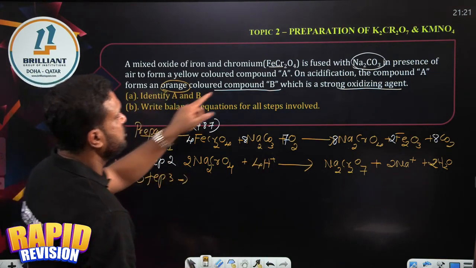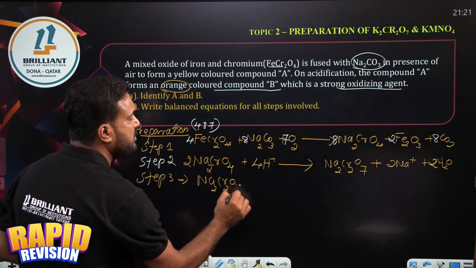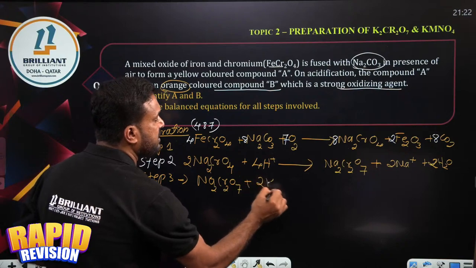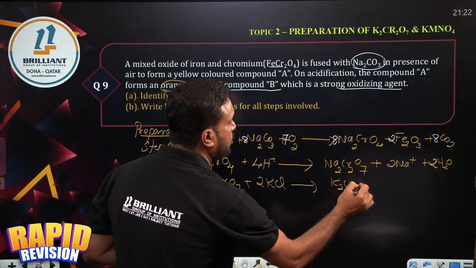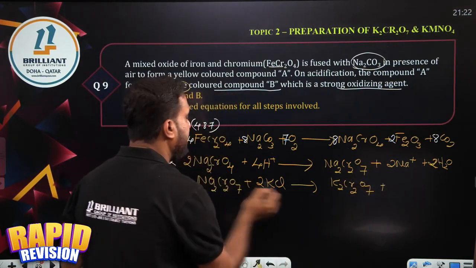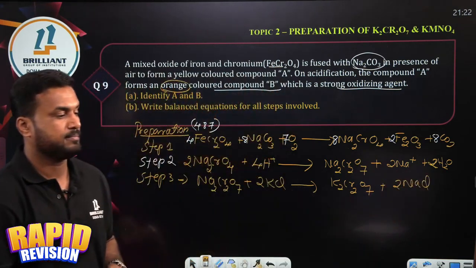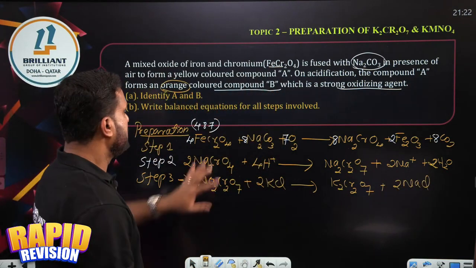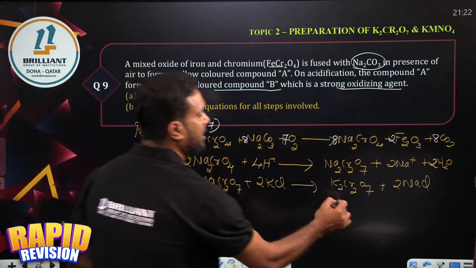Step 3, the formation of this Na2Cr2O7, this preparation you have to learn. Na2Cr2O7 reacts with 2KCl, so it will give K2Cr2O7, potassium dichromate. After that, 2 Na and 2 Cl combine to form 2 NaCl. Now we have the balanced equation. You got it or not? This is the preparation of potassium dichromate.